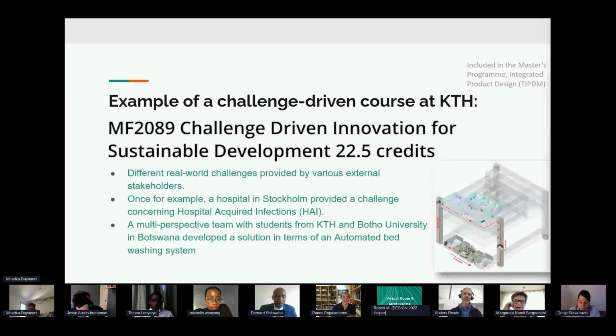Yes, this is just to give you an insight into one of the implementations of challenge-driven education at KTH. It's a large course. You can see it's 22.5 credits. That means that the students spend 3/4 of their time over a whole semester. So it's a very big course.